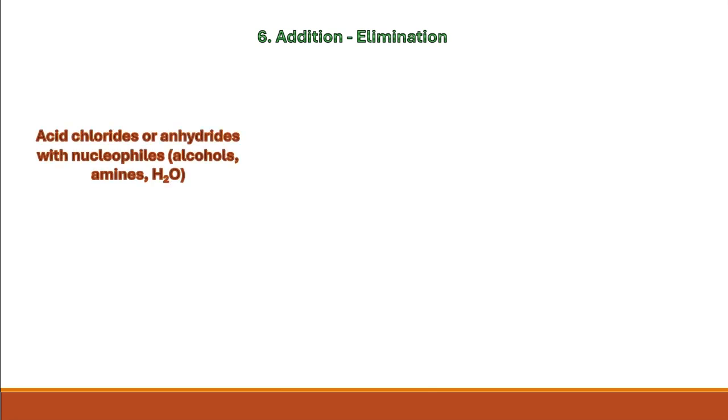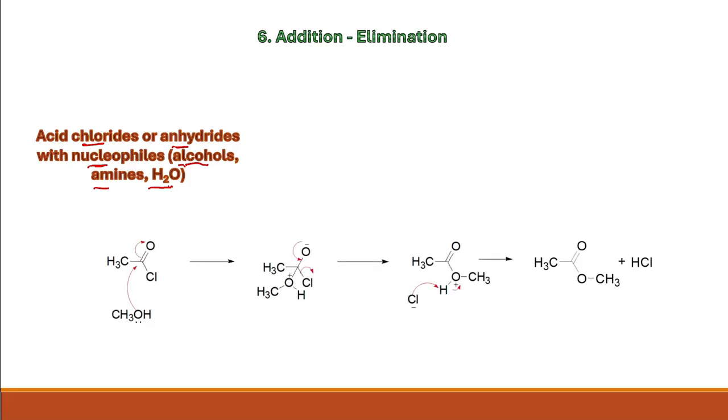Addition elimination reactions. The addition elimination reaction is the type of reaction, or the mechanism, where we find two things happening in the same reaction. The first step is an addition. The second one is an elimination. The overall reaction will be a substitution, but what we call this mechanism is addition elimination. We will find this type of reaction in the reaction of acid chloride or acid anhydride with nucleophiles. The nucleophile can be either alcohol, amine, or water, and the product will depend on the nucleophile we've used.